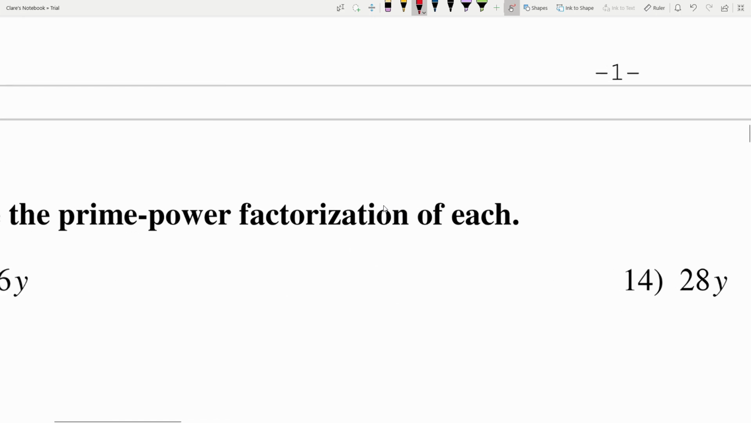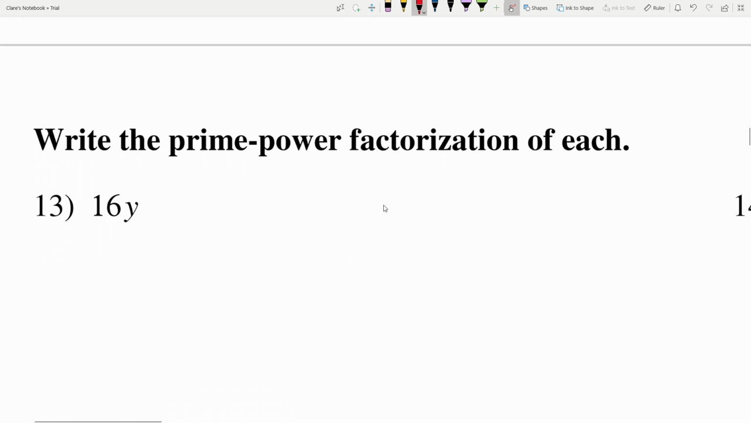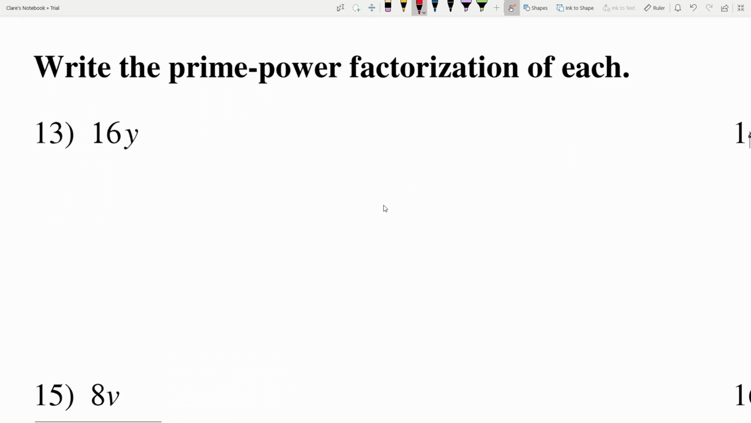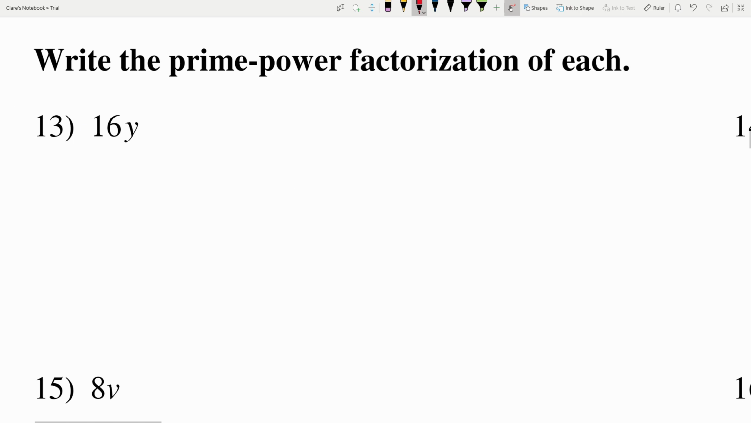Now onto the second page. In the second page, we're going to write the prime power factorization of each. So now we're going to be using those exponents. So 16 is divisible by 2, but it's also divisible by 4. So I'm first going to start by splitting it up as 4 times 4. So 4 times 4 times y is 16y.